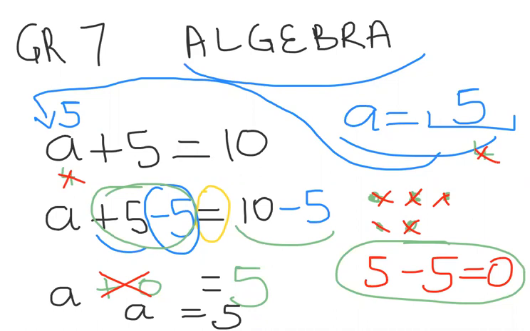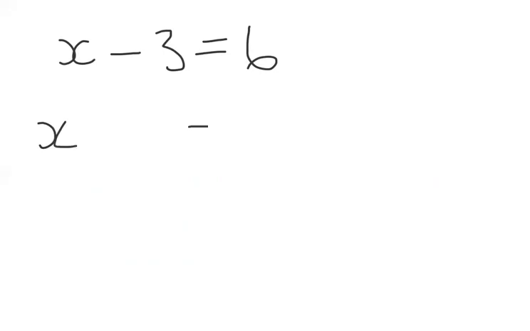So let's do another example. So let's say x minus 3 equals 6. So again, we have this variable called x, and we have this minus 3, and we have the 6. So I just wrote it the same, but I just kept some space here on the left. Why are we keeping space? Because now here's a minus 3.